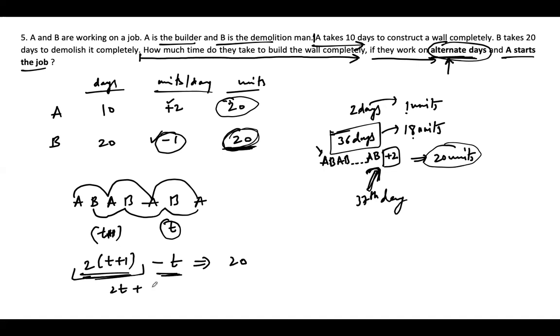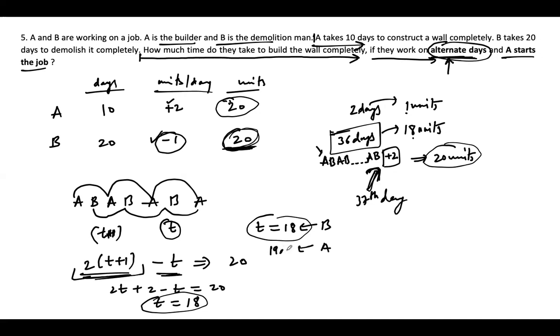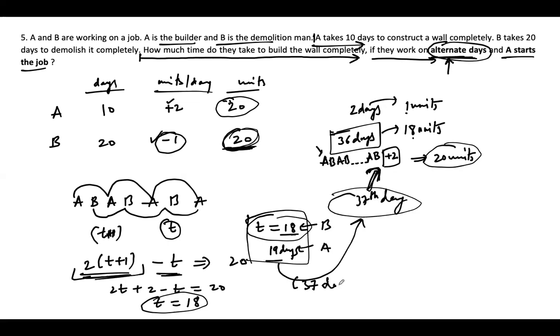So 2(T plus 1) minus T is equal to 20, so 2T plus 2 minus T equals 20. So T comes out to be 18. But this T is the number of days B works. So A is working for T plus 1, which is 19 days. So the total time to finish the job would be 18 plus 19, which is 37. And this is what we did here.